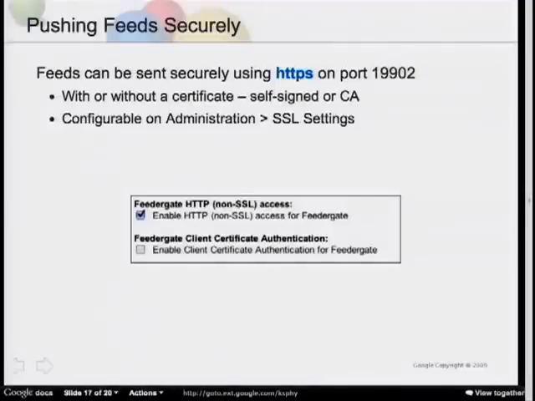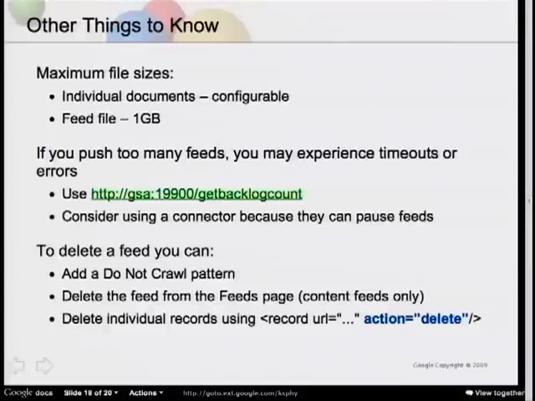Here's how you turn on HTTPS for secure HTTP posts. It's just a checkbox. And then you have to upload a self-signed certificate or authority signed certificate. Other things to know, the maximum file size for individual documents can be configurable. The feed file size is limited to 1 gigabyte. So if you have more than a gigabyte of content to push to the search appliance, you can break it up into several feeds and push it using the same feed name. If you push too many feeds, you may experience some timeouts.